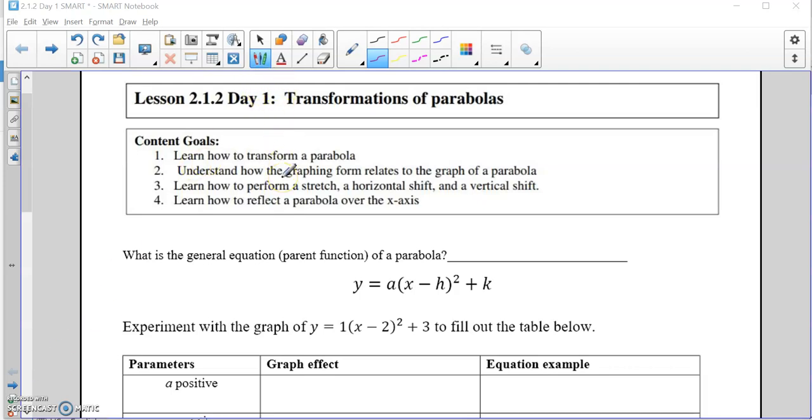Today we are going to focus on how parabolas are graphed and how to go from graphing form to immediately knowing where on a graph a parabola will move, approximately how big it is, that sort of thing.